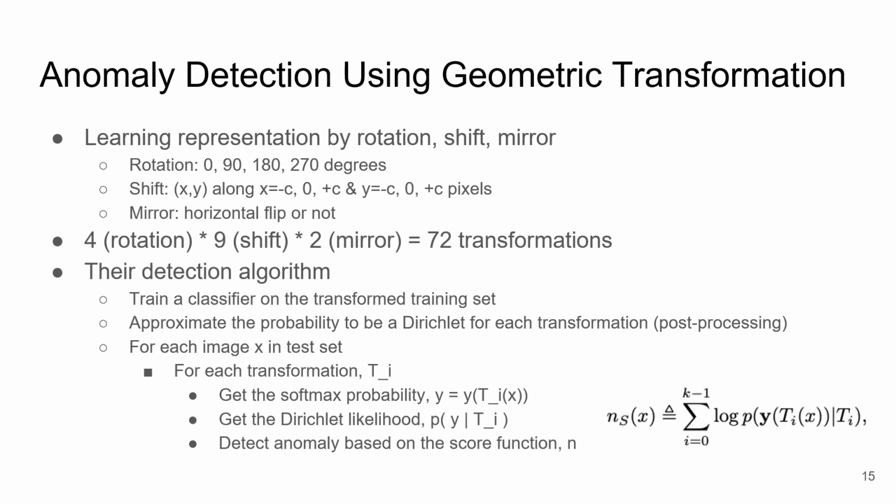For each image in the test set, and for each transformation Ti, i from 1 to 72, we can get the softmax probability y of Ti of x. Then with the Dirichlet approximation, we can get the Dirichlet likelihood, called P. Let's detect anomaly based on the score function N. N is the summation of log P, where P is the PDF of the Dirichlet. So the summation of log PDF is just the log likelihood of the Dirichlet.